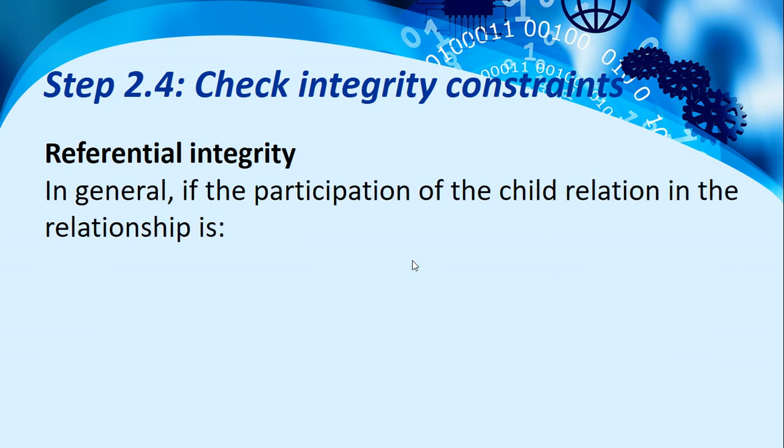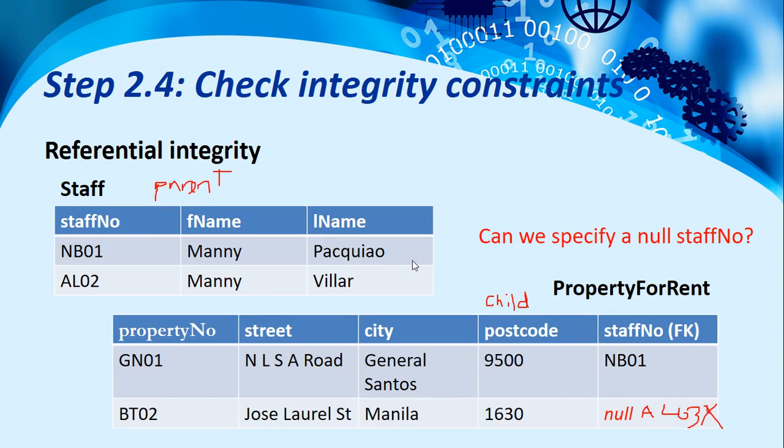Going back to the example, for instance, this NB01, let's change it to a new staff number. Since we have here AL02, only this is what we can change it to. Let's say if we're going to update this one, it can be AL02 or it can be null. Take note that this is an update, so you don't get confused.